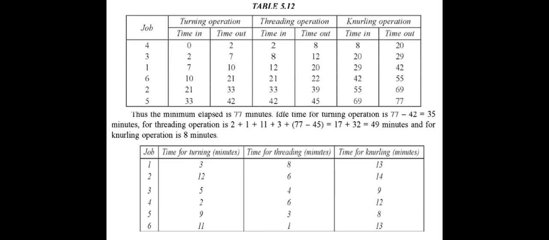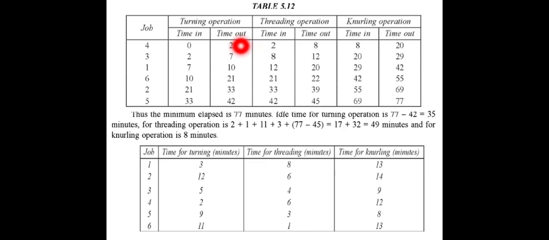So it is similar to whatever we have done in n jobs on 2 machine. So for job 4, the processing time is 2, and it enters turning operation at 0 minute, and after processing, that is it takes 2 minutes, it comes out and enters threading operation. So for threading operation for job 4, the time is 6 minutes. So 2 plus 6 will be 8, and for knurling it takes 12 minutes. So 8 plus 12 you will get 20.